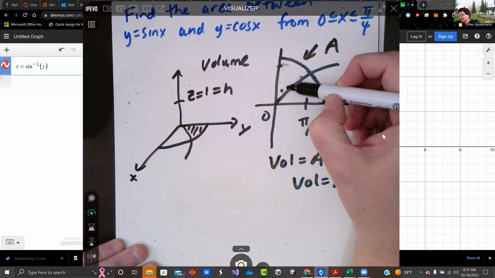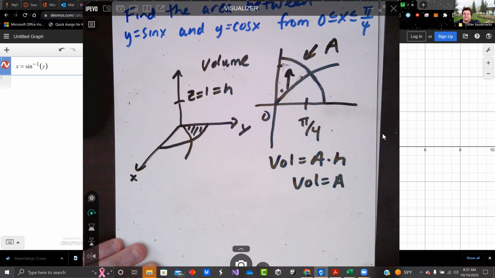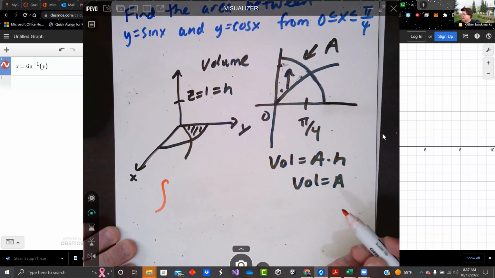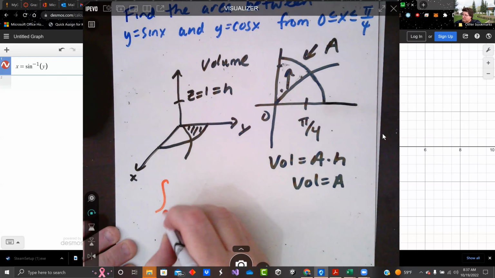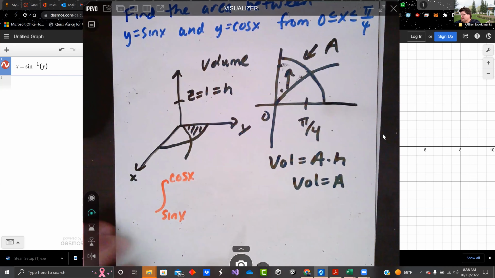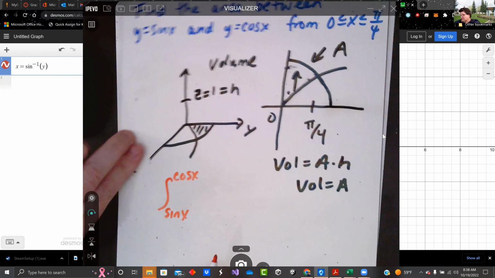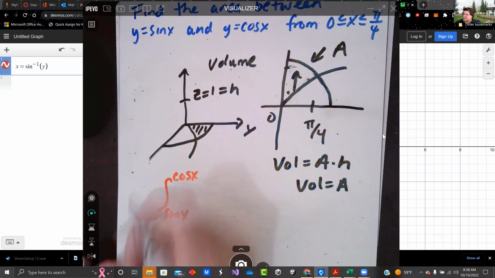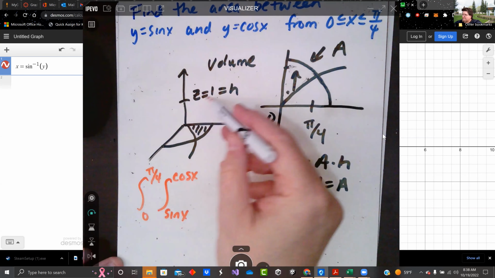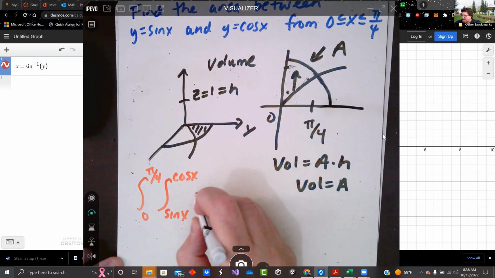I would say let's do dy first. So y would be going from sine x, the lower one, up to cosine x. And then x is going from 0 to pi over 4. And where z comes in is that's the function we're integrating, just 1.